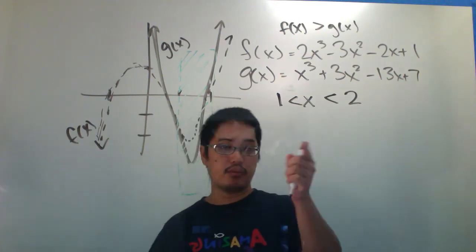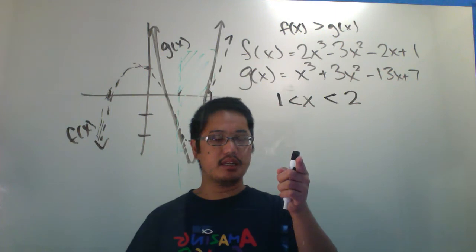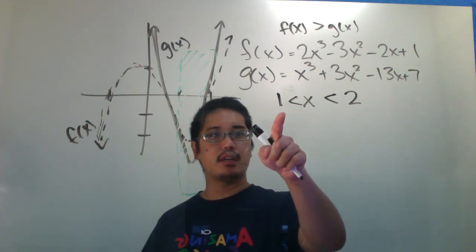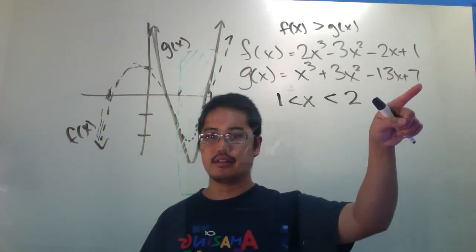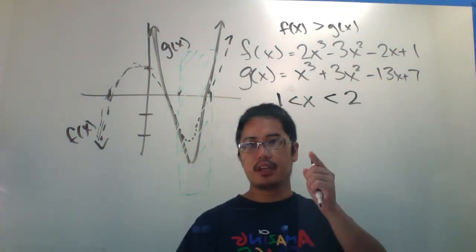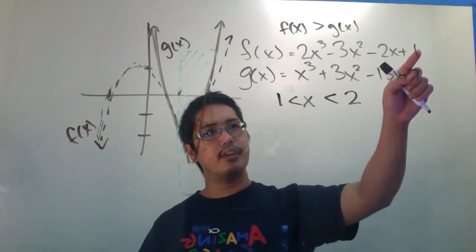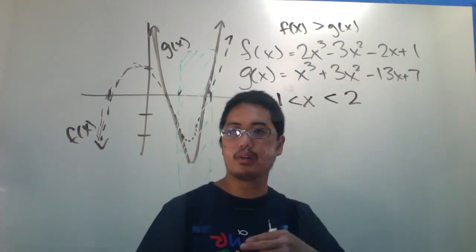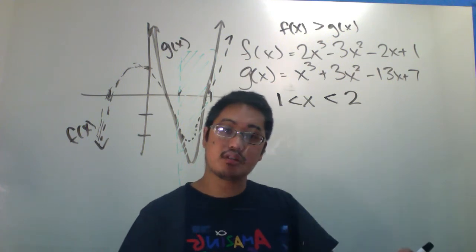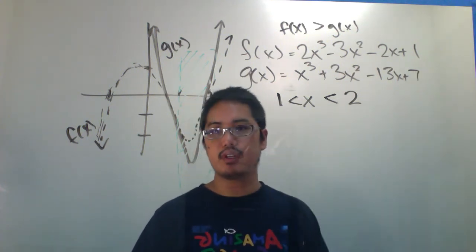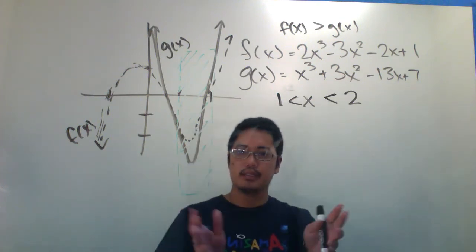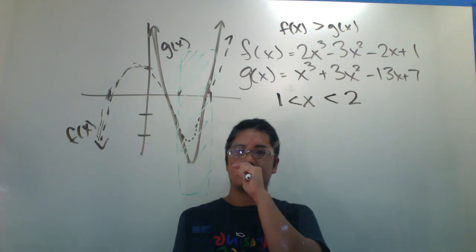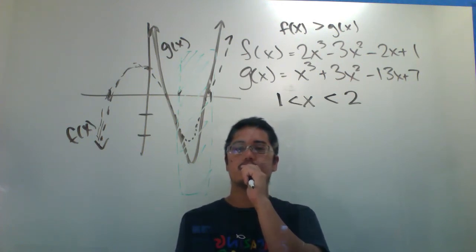What I would do if I were you is plug in x equals 1 into this equation up here and this equation down here. If I plug in x equals 1 into the equation above and x equals 1 into the equation below, what will I get? Will I get the same answer? Will one of them be bigger than the other? What do you think? I'm going to wait. What are your thoughts?